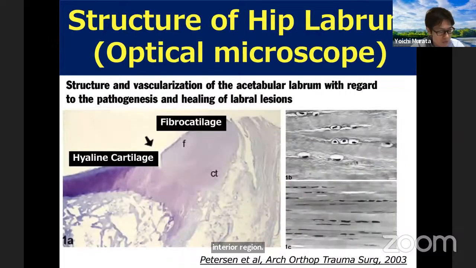This is a cross-sectional view of the hip labrum captured with an optical microscope. It is separated from the articular cartilage of the joint surface at the location indicated by the arrow. It consists of two different tissues. The inner part is composed of fibrocartilage, while the outer part is made up of dense connective tissue. Within the inner fibrocartilage, chondrocytes are present, while fibroblasts are observed in the peripheral dense connective tissue.